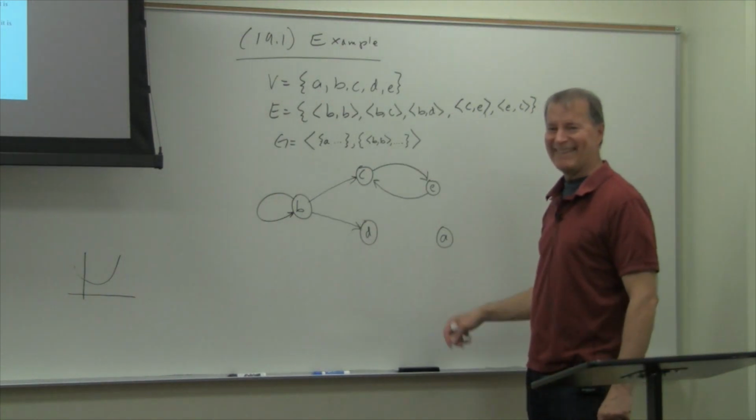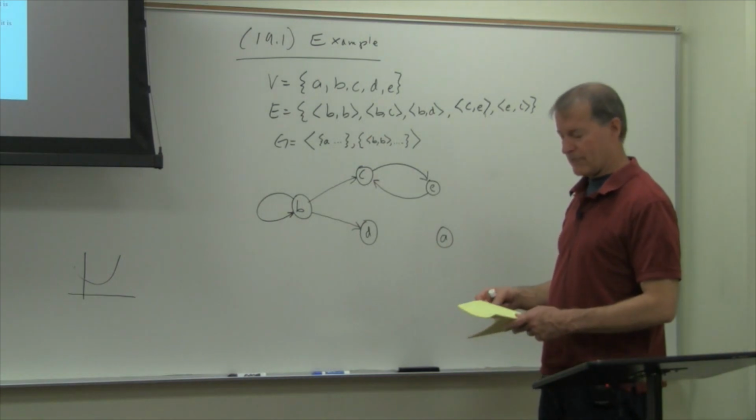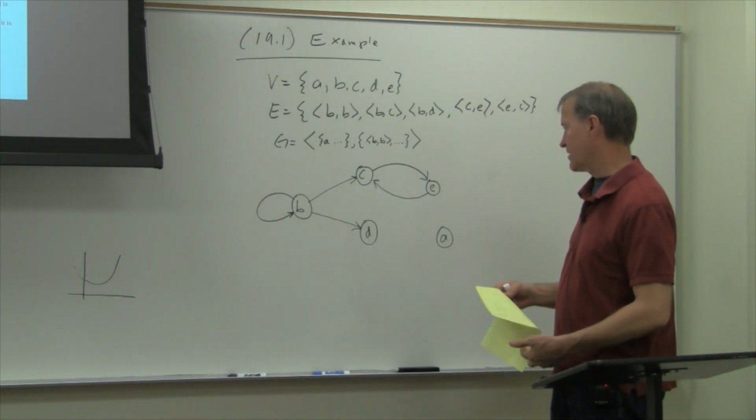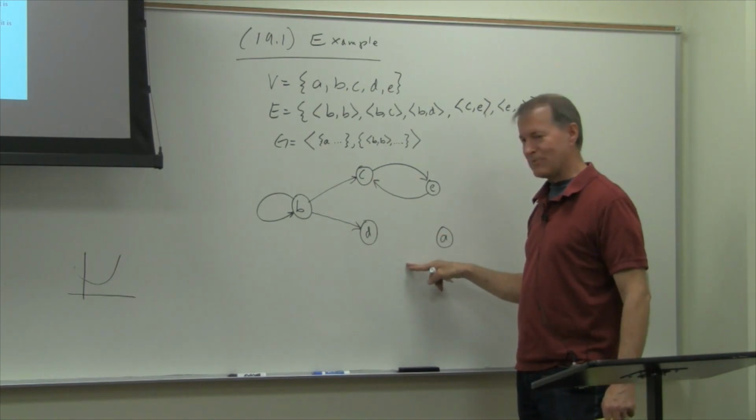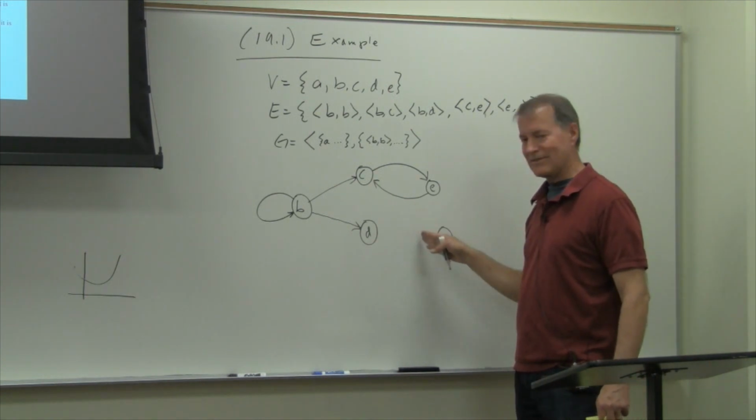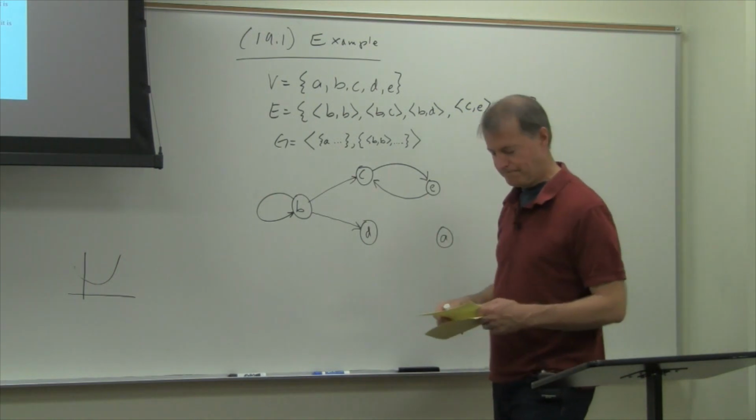Poor A. Yeah, so this graph is not what we call connected. If it were connected, you could, well, you kind of intuitively see why this isn't connected, because there's no edges from A to the rest of them.